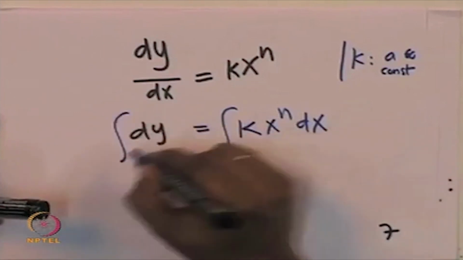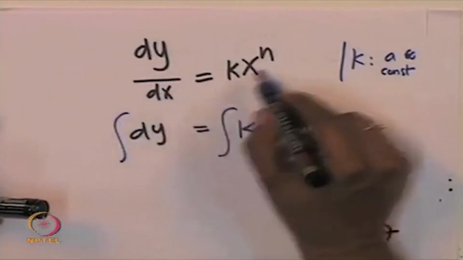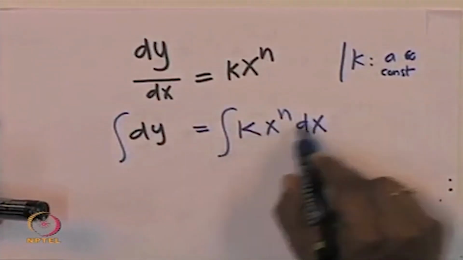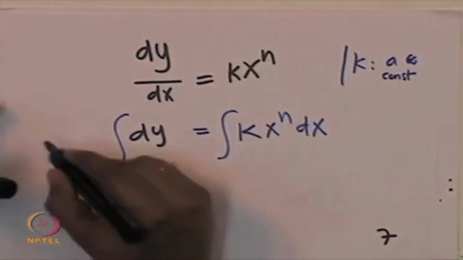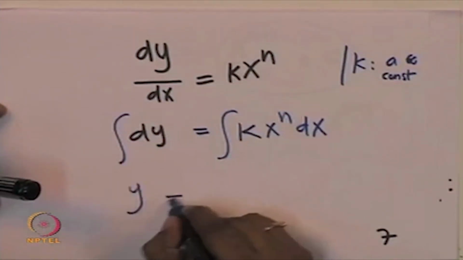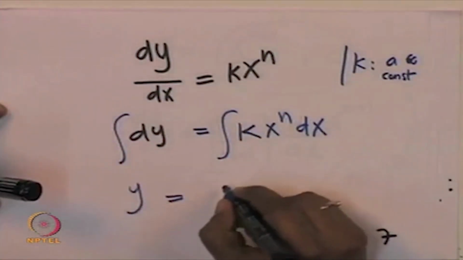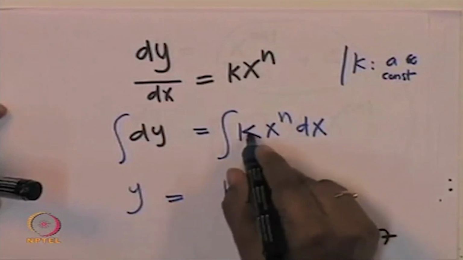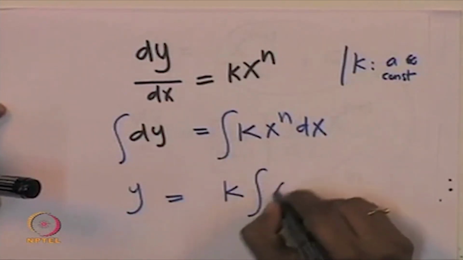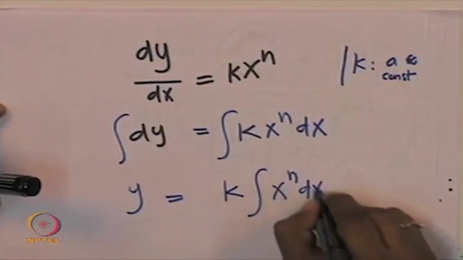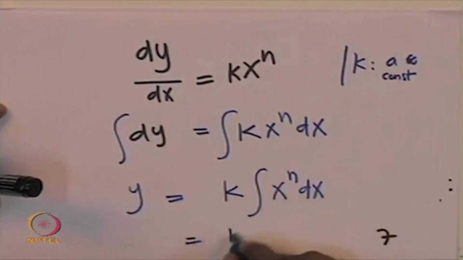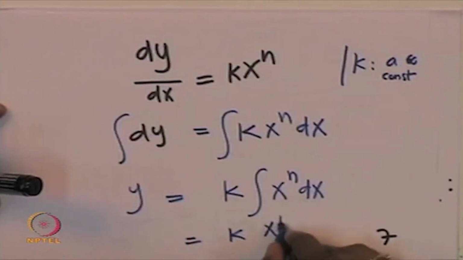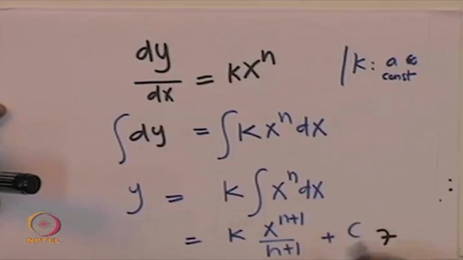So, you can integrate both sides. dy is k x power n dx, and I can integrate on both sides. This will give you y. So, integral dy is y, and k is a constant, so you can take it out: k integral x power n dx, and we know the answer of integral x power n dx, which is x power n plus 1 by n plus 1 plus a constant c.